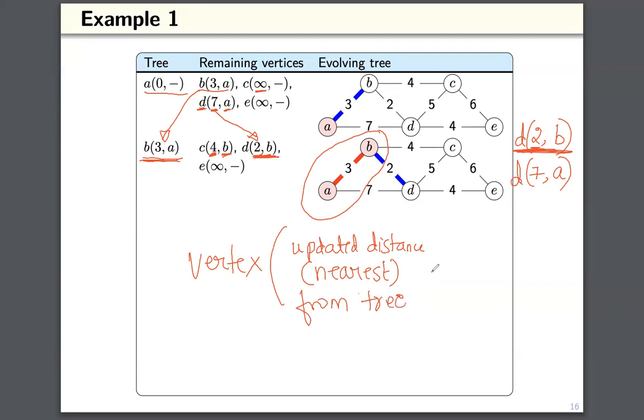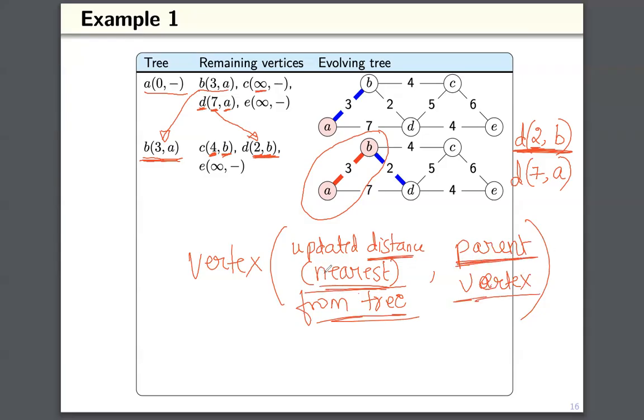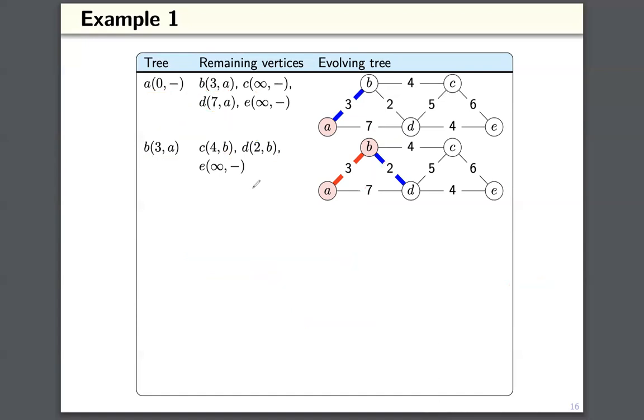My question is to clarify. So the remaining vertices just include the shortest distance from the tree to the vertices. Correct, correct. Okay, thank you. Right. So you want to find the nearest or shortest distance from the tree, always, and also the parent vertex. Hence, we updated the value of D.